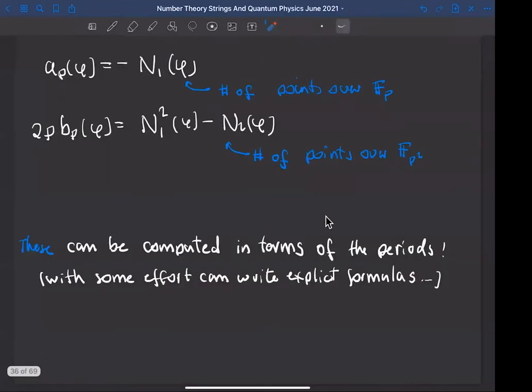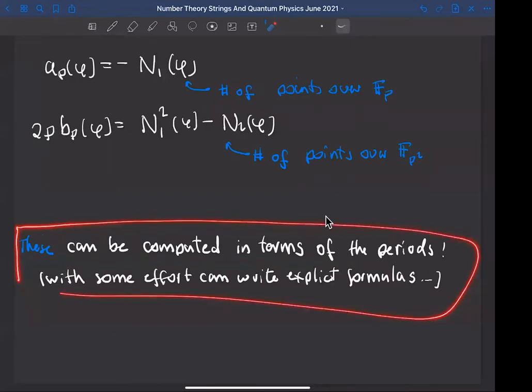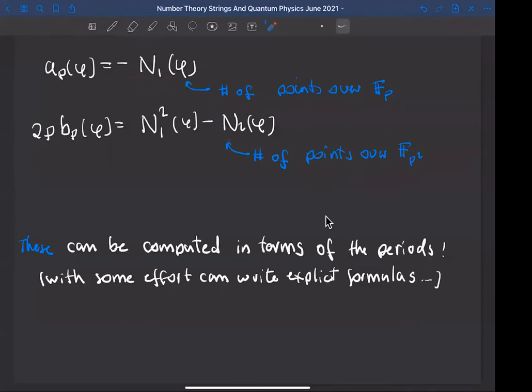Okay, so I just copied this from the previous slide. So you have A's and B's and these numbers. But one of the nice things is that these A's and B's, or equivalently these N's, can be computed in terms of periods. And in fact, with some effort, you can write down explicit formulas in terms of some arithmetic version of the periods. But this is not the way we are going. This is very beautiful, right? But I'm not going to show you this. This is not what I want to show you. But I just want to make the statement that this can be written explicitly in terms of the periods of the Calabi-Yau.